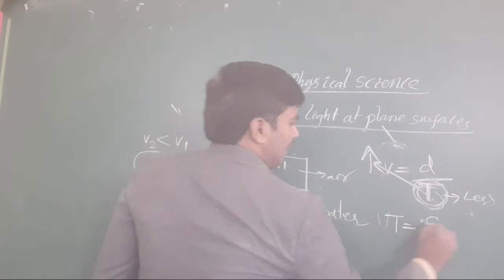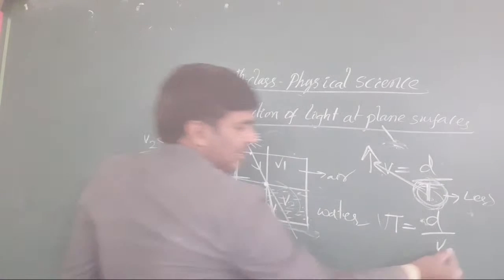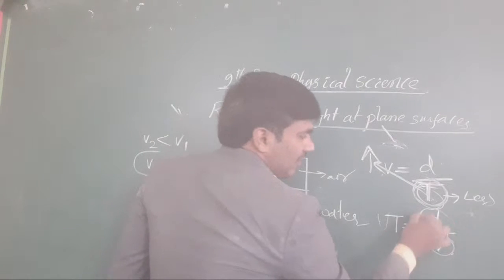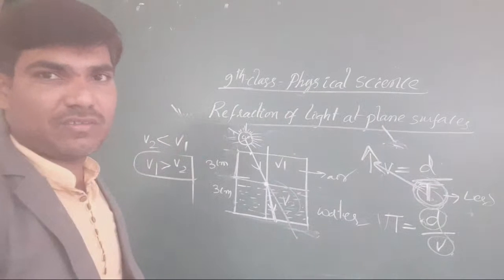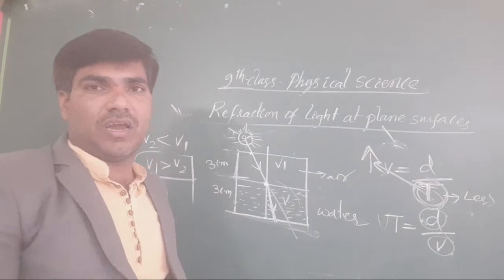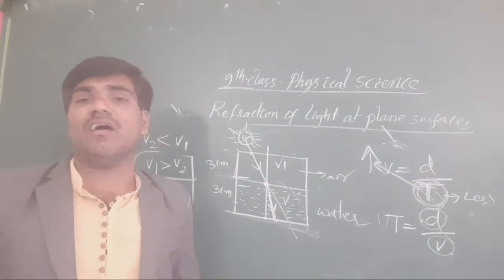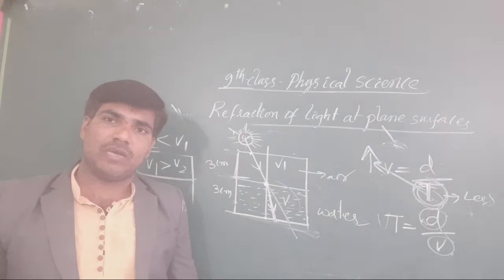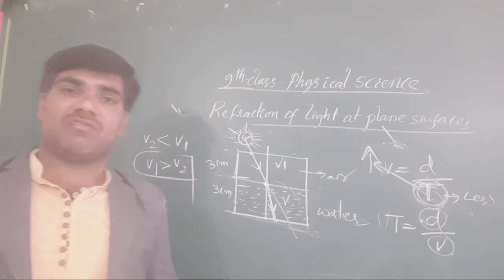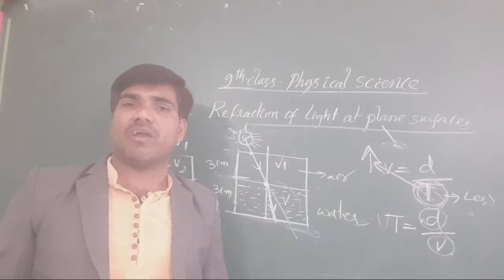T is written as d by v. When the denominator is less, then T is less, which is possible. Got it or not? Using all these things, the velocity changes. Okay, clear or not, all the students? The velocity changes because of the change of medium for the light. Because of that, it changes its path based on Fermat's principle.